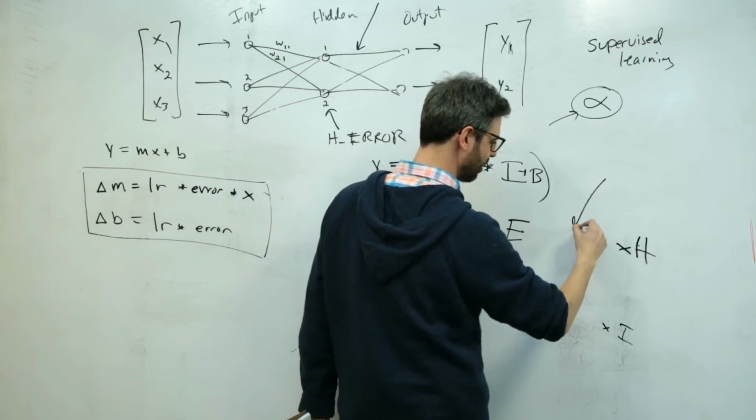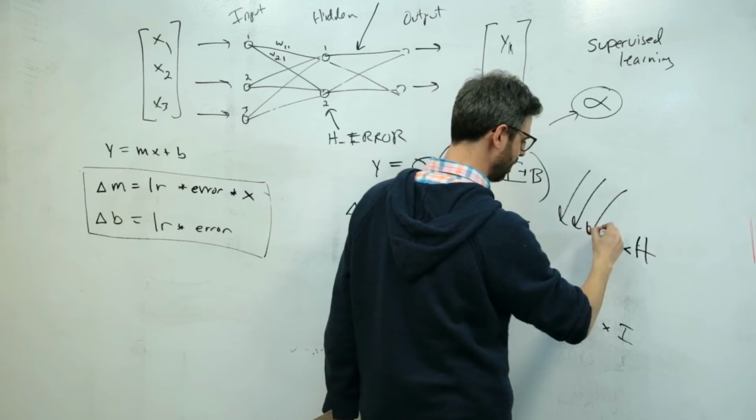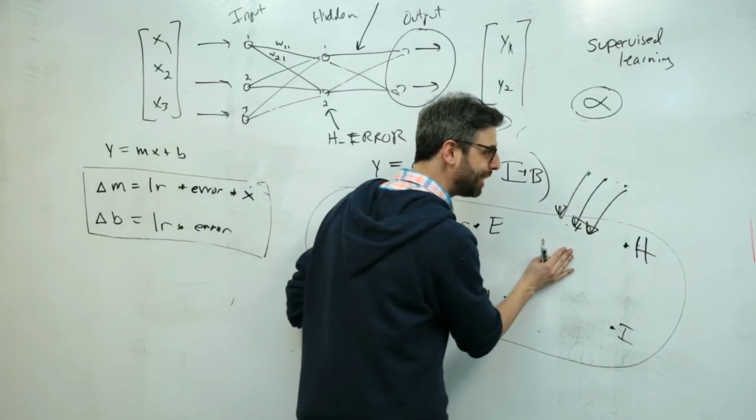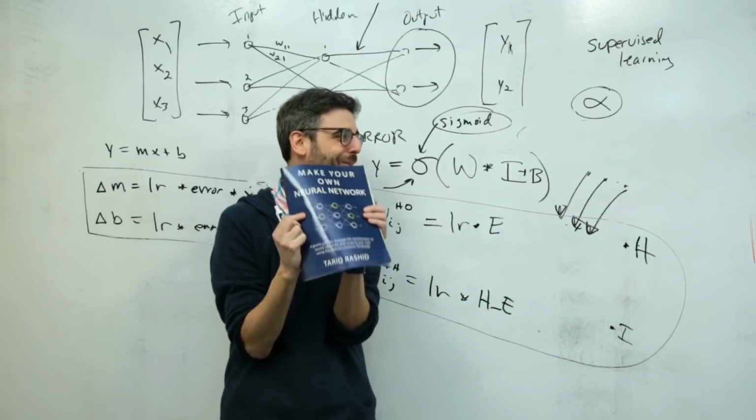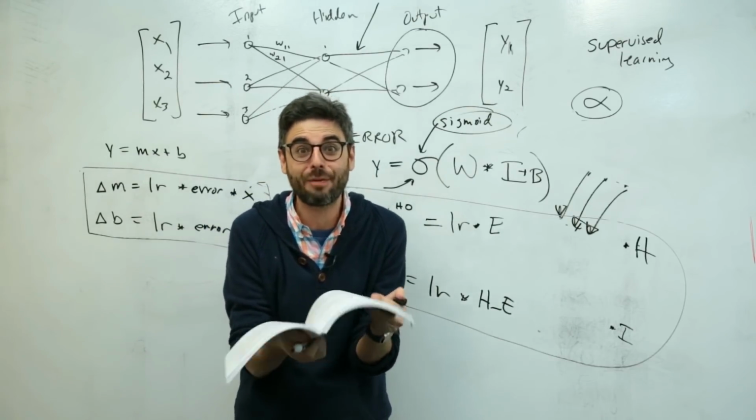But I didn't put one other thing in here. There's something funny that's going to go in this spot right here. So what goes here? This is the question. Now this is where we're so happy to have this book, Make Your Own Neural Network, because we can just look up the formula in here.